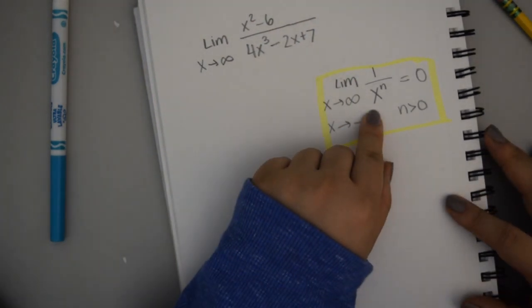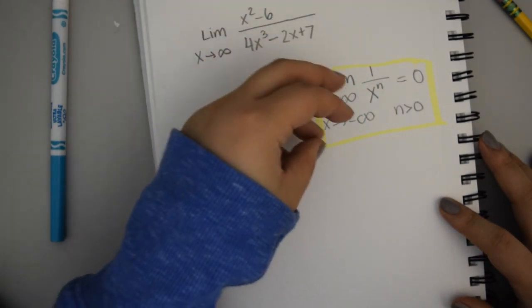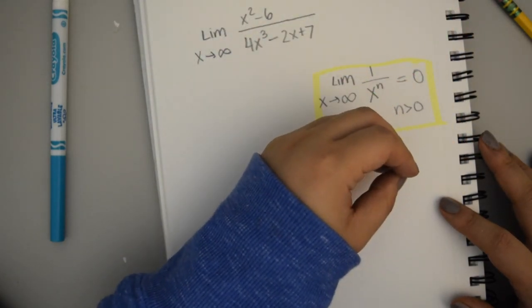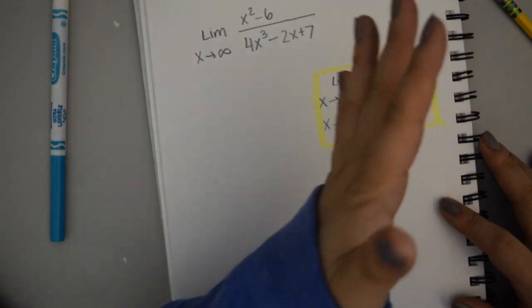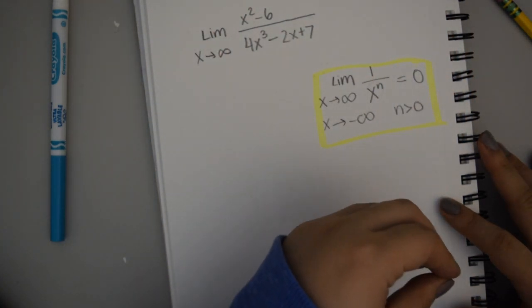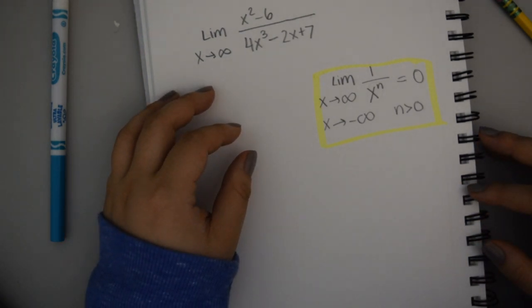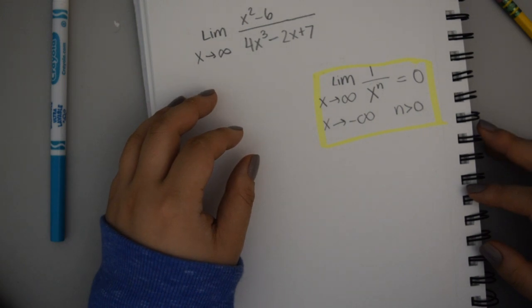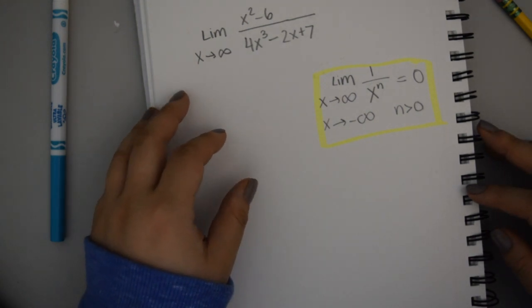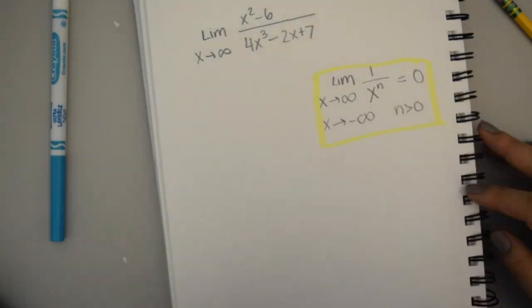First, that's what we're saying when n equals 1, the 1 over x. As x gets really, really big, you have 1 over something really, really big, and that would be 0. Same with the negative: negative 1 over something really big would be negative 0.0000000000000000001, which is just approaching 0. So the limit is 0.